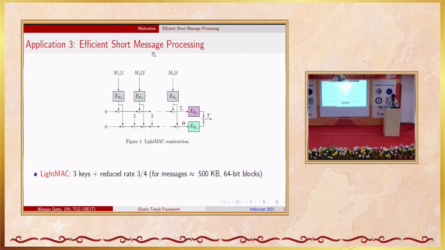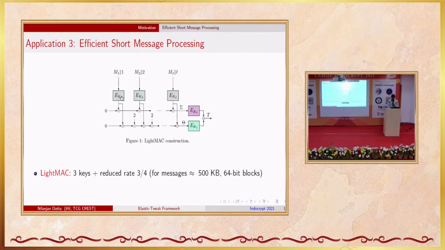So this is a very fast MAC, but it has problems. It uses 3 keys. Again, you can see there is K2, K0, and K1. And here you append the block length. So you append this block length with the message, and that essentially reduces the rate of the construction.